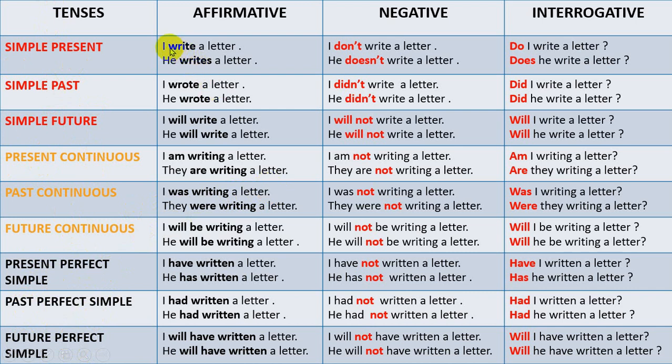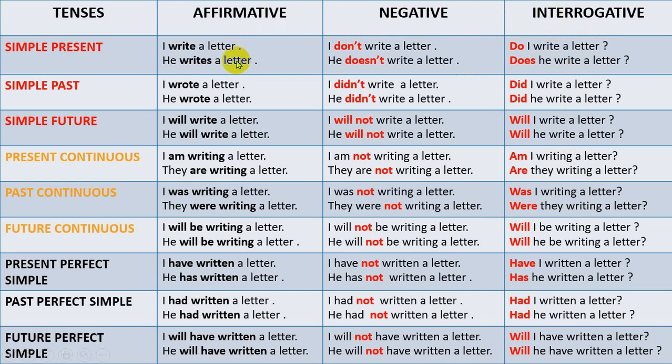Look at this example here. We are going to see just some examples. One in simple and continuous and perfect. I write a letter. Simple present. Negative, I don't write a letter. So we add here do and not. Question, do I write a letter? So here, if you have a question in the direct speech, you will change this question into affirmative here.